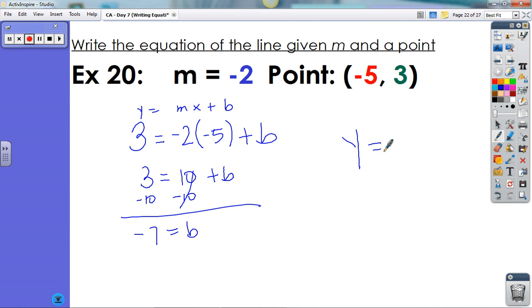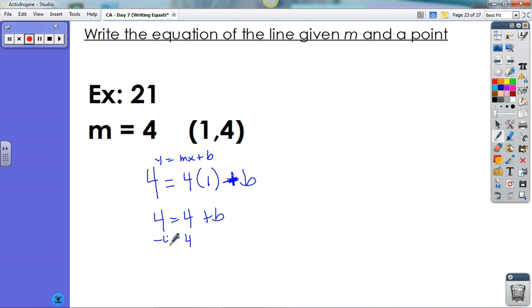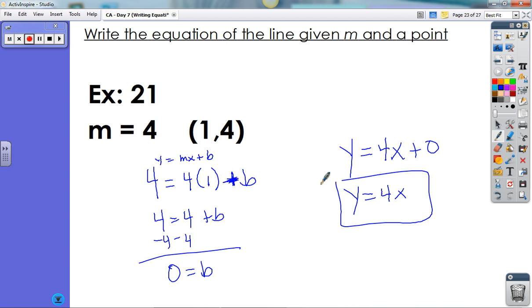So I have y equals negative 2x minus 7. Same as before. So this is y equals mx plus b. And I'm solving. When I subtract, I get a y-intercept of 0. So this is going to look like that. But remember, that can just simplify out to be this.